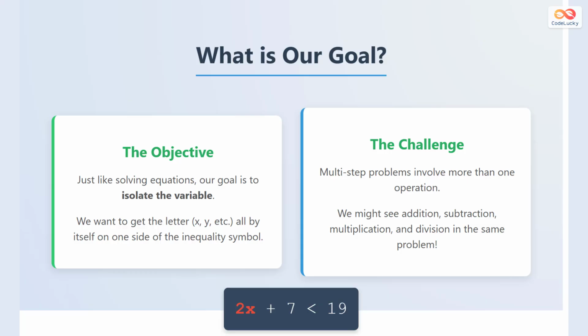Before we start calculating, let's remember our main objective. Just like with equations, our goal is to isolate the variable. We want to get the letter, like x or y, completely by itself on one side of the inequality symbol. However, the challenge here is that we have multiple numbers to move, involving addition, subtraction, multiplication, or division.